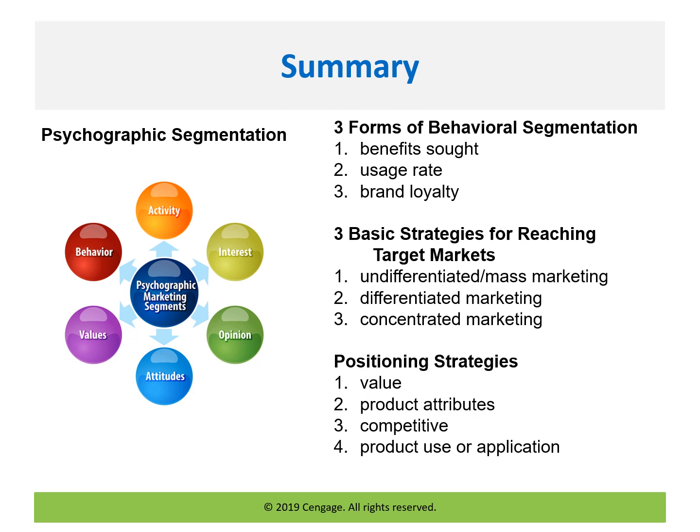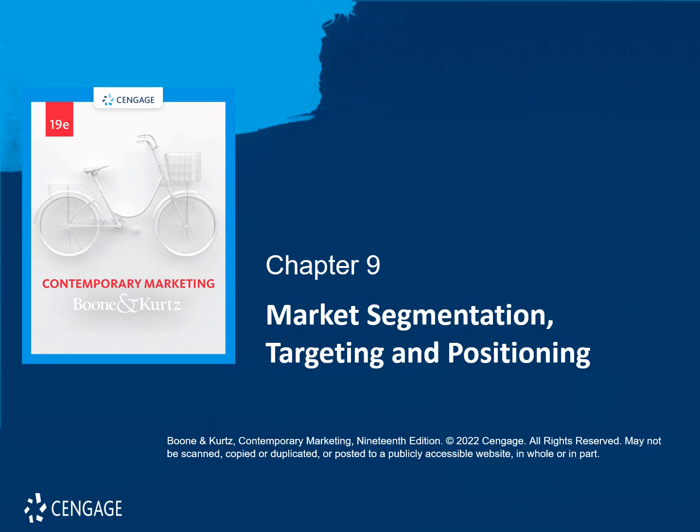towards the particular product. The 3 basic strategies for reaching target markets include undifferentiated or mass marketing, differentiated marketing, or concentrated marketing. Positioning strategies include value, product attributes, competitive, product use, or application. So that's it for Chapter 9, Market Segmentation, Targeting, and Positioning.